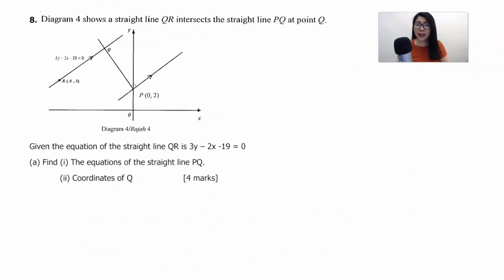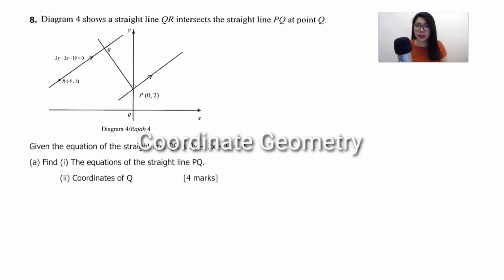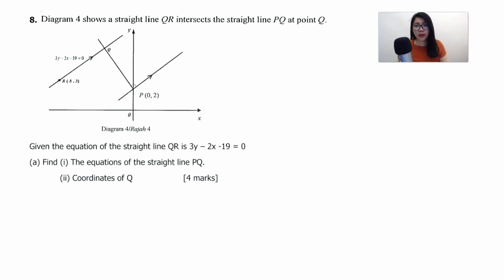Okay, now let's look at question number 8. This question is under the chapter Coordinate Geometry. Diagram 4 shows a straight line QR intersects the straight line PQ at point Q. So where is point Q? Here is point Q, the intersecting point.